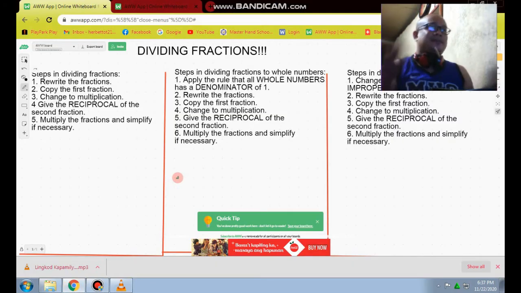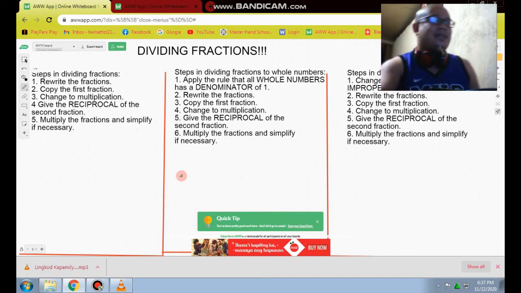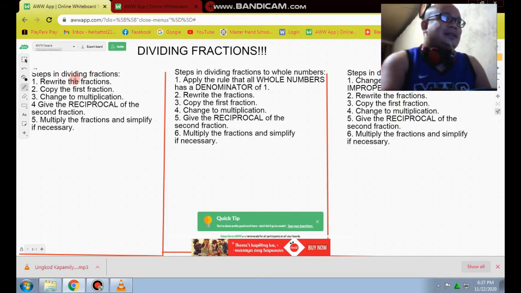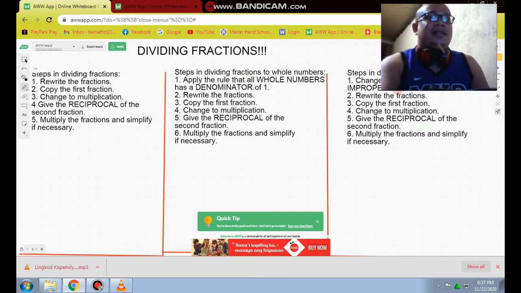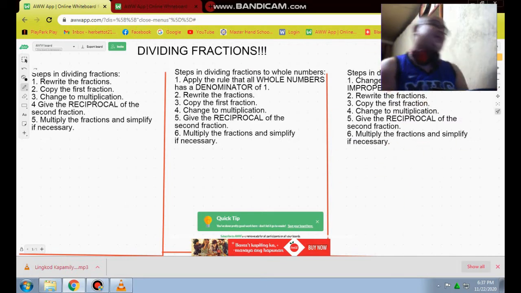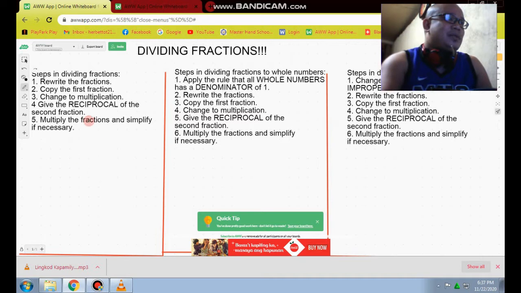Alright, so here is my board, my OW board, and dividing fractions. So these are the steps in dividing fractions. You know, the first here. Then the second here is the steps in still dividing fractions to whole numbers or whole numbers to fractions. Then step 3 here, or the next step here, is the steps in dividing mixed numbers to mixed numbers or mixed numbers to fractions. Okay, and so we start here. Okay, so I will give some example.